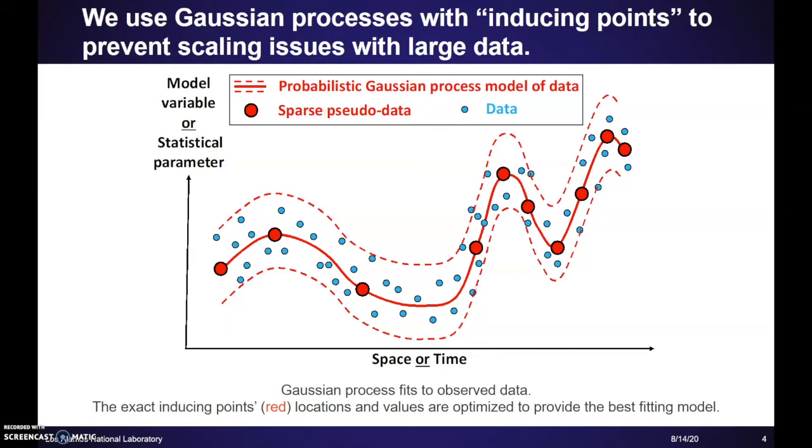So in the figure, if our simulation data is in blue, we can approximate that data using the inducing points in red, and fit our model to those points rather than to all of the blue points. In this case, there are 10 inducing points, but we could have chosen 2 or 50.